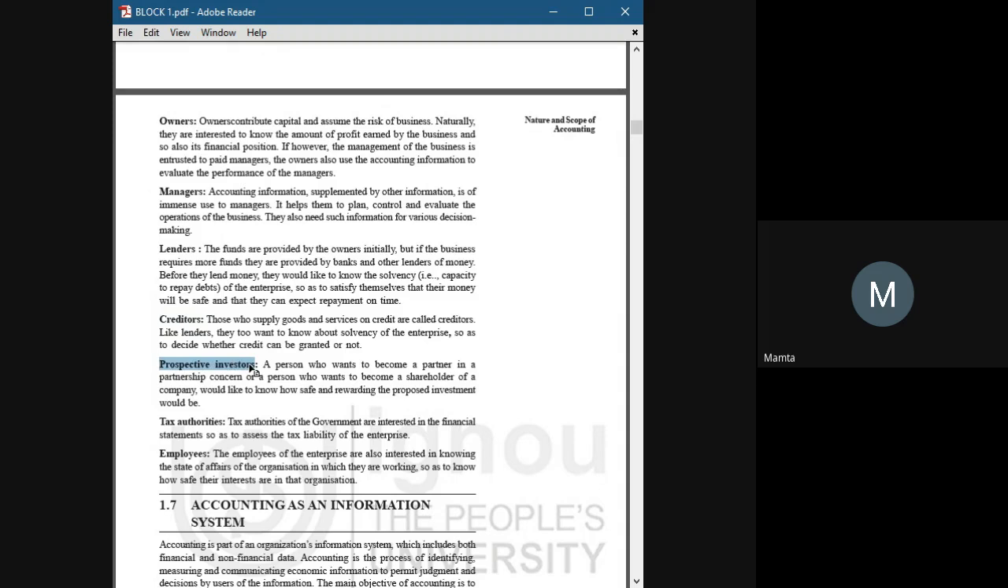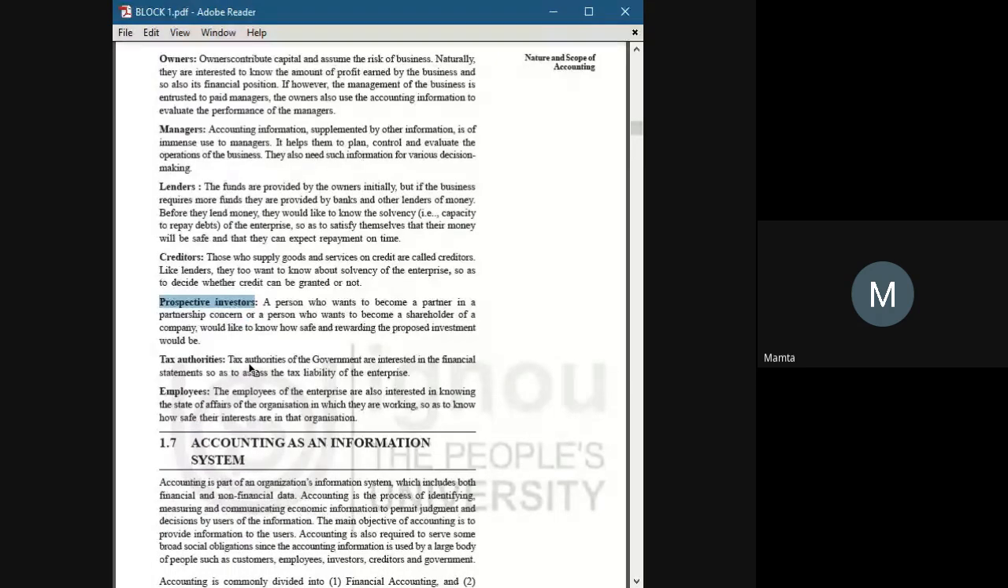Prospective investors, a person who wants to become a partner. Like you are opening your company as a public company. Now the public wants to know about your company, your profits, your losses for the past 5 years or 3 years. They want to know about the final accounts of your company. After reading the final accounts, the prospective investors can decide whether to invest in your company or not.